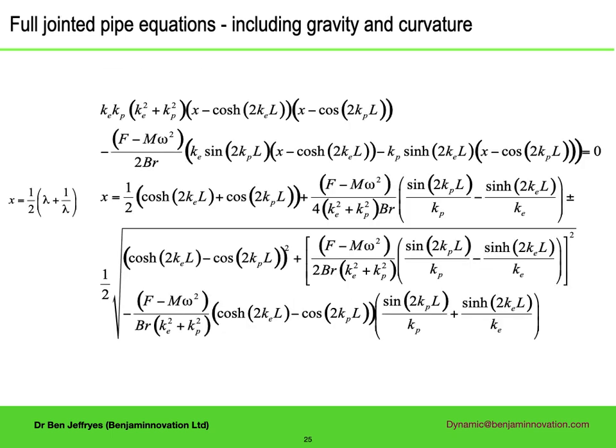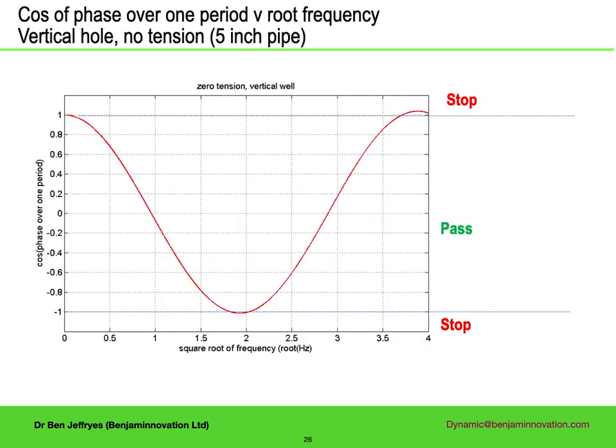If we look for periodic or exponential solutions, and write the half lambda plus 1 over lambda combination as x, then the resulting equation to be solved is the top equation. The solutions are written below. Let's take a very simple case first. Vertical hole, no tension or compression.